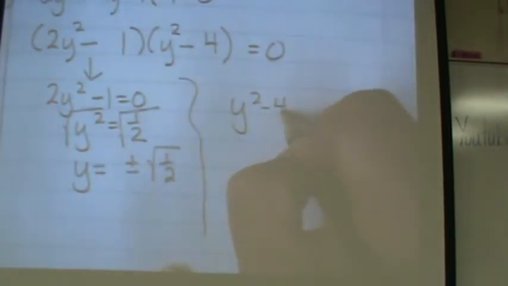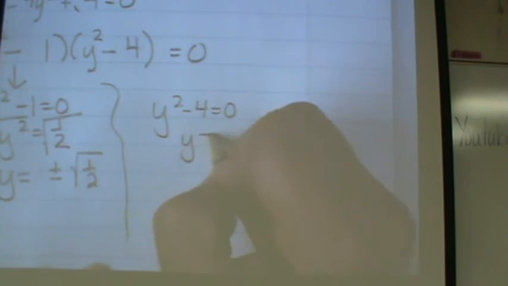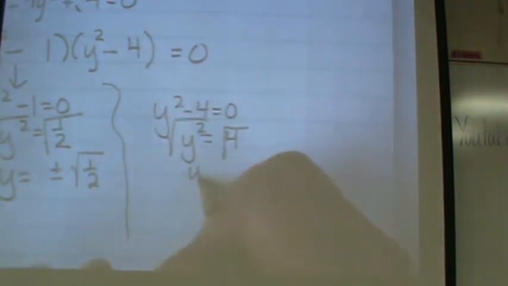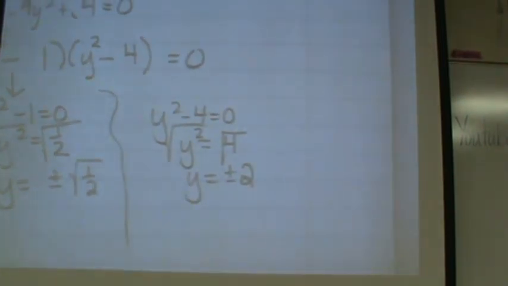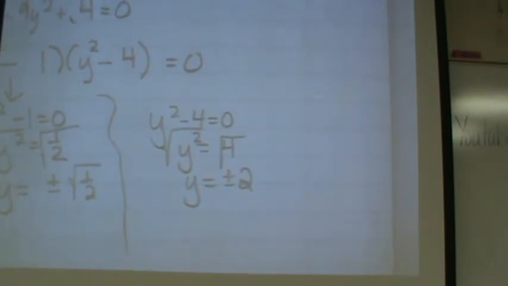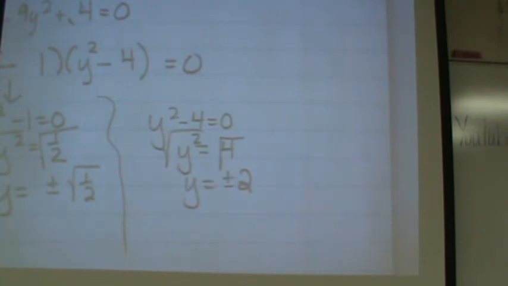y squared minus 4 equals 0. So y squared equals 4. Root both sides. y equals plus or minus 2. And we can skip 67 and we would do 69.